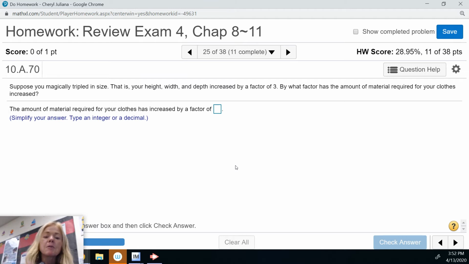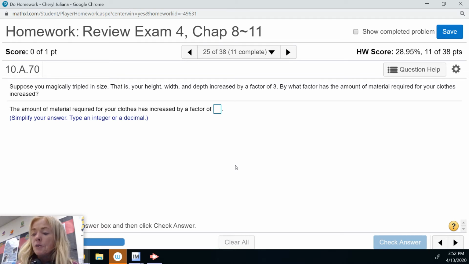25. Suppose you magically tripled in size. Oh dear, I hate these. It's so frustrating to figure out how much you weigh after you triple in size. Anyway, that is your height, width, and depth increased by a factor of 3. By what factor has the amount of material required for your clothes increased?